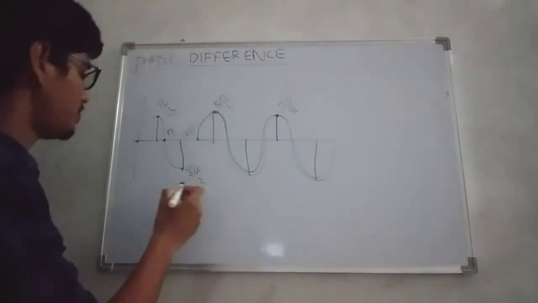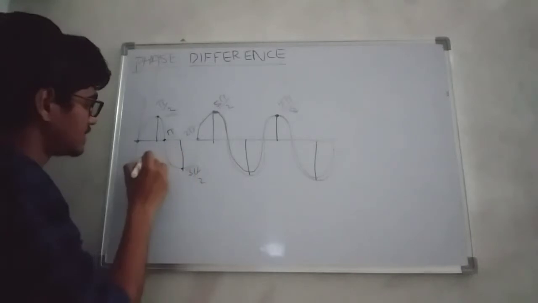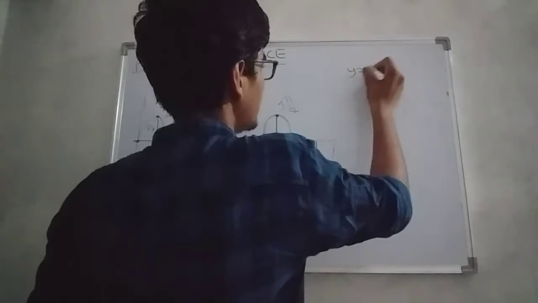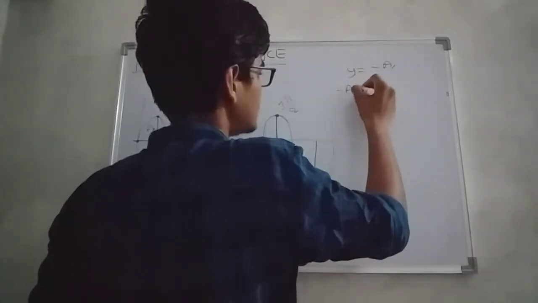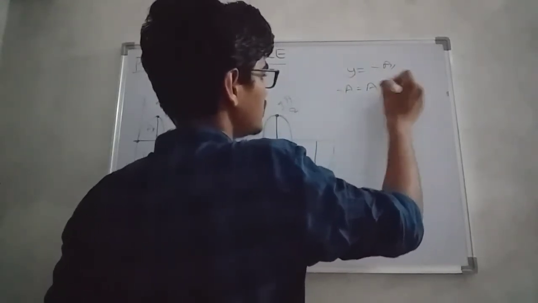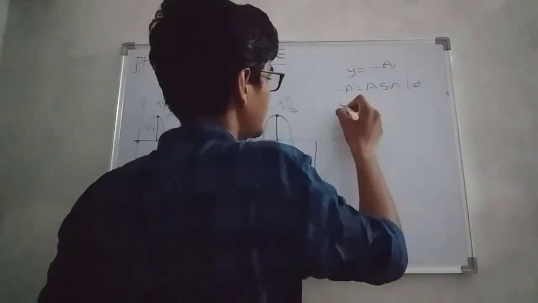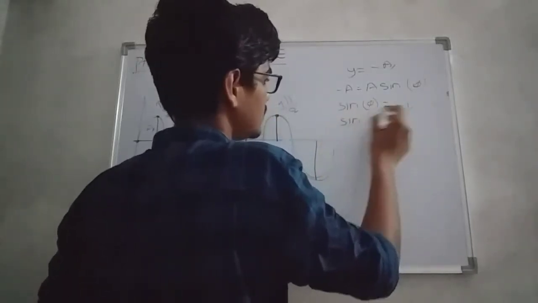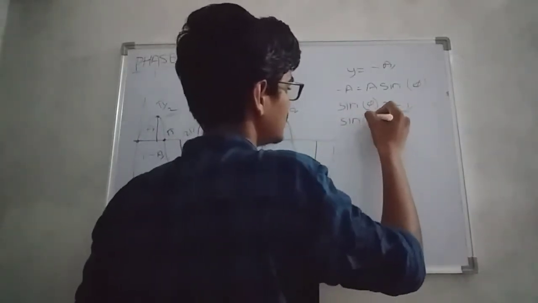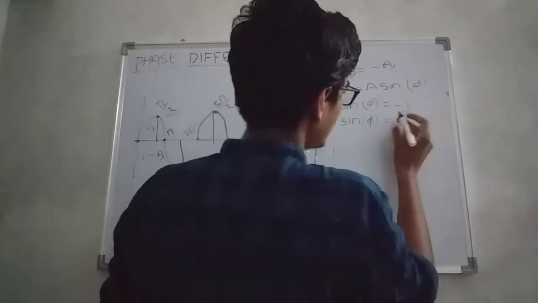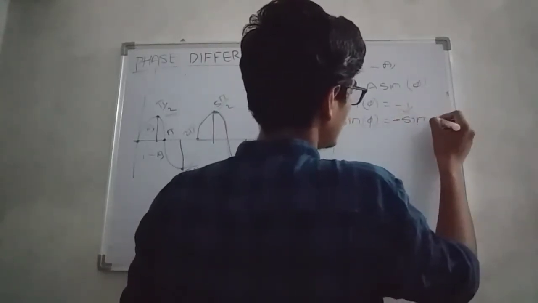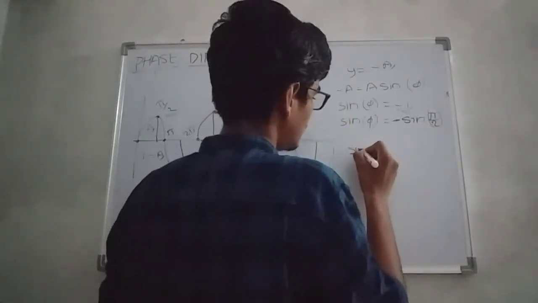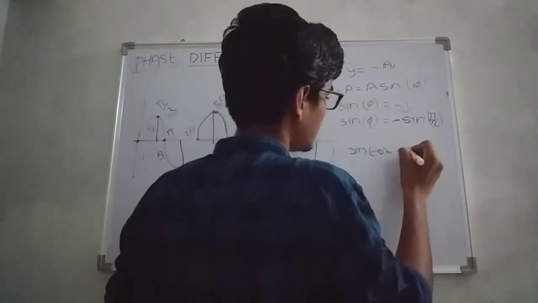Here the position of particle is minus a. We can write y equal to minus a, and substituting in the equation, we get sin phi equal to minus 1, and we can write minus 1 as minus sin pi by 2. Then we know that sin of minus theta equal to minus sin theta.